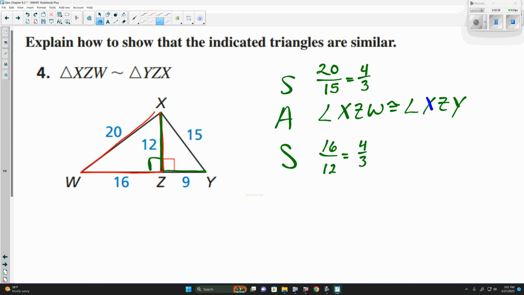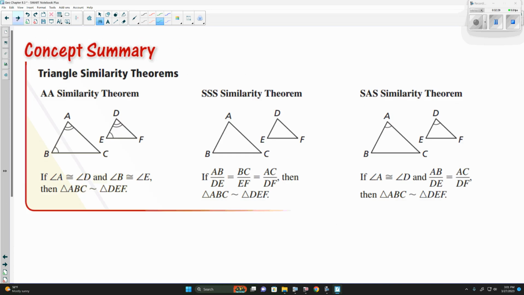Questions on any of this here? So the three theorems that we have for similarity are angle, angle, or angle, angle, angle, three angles, side, side, side, and side, angle, side.